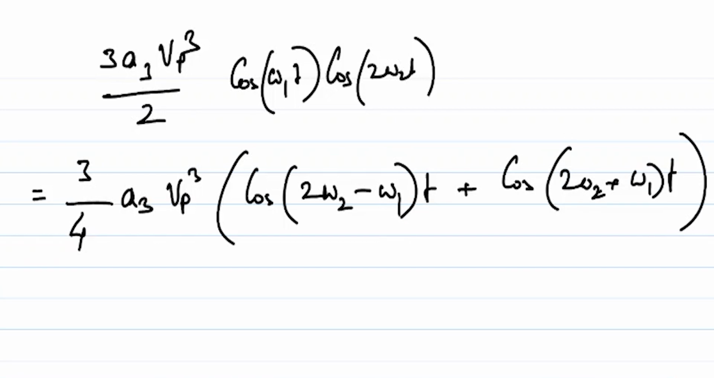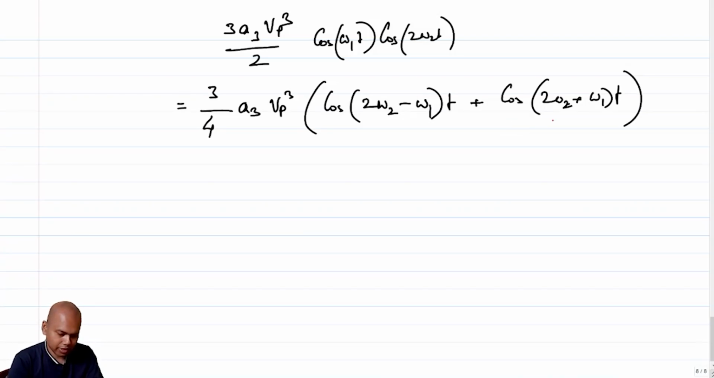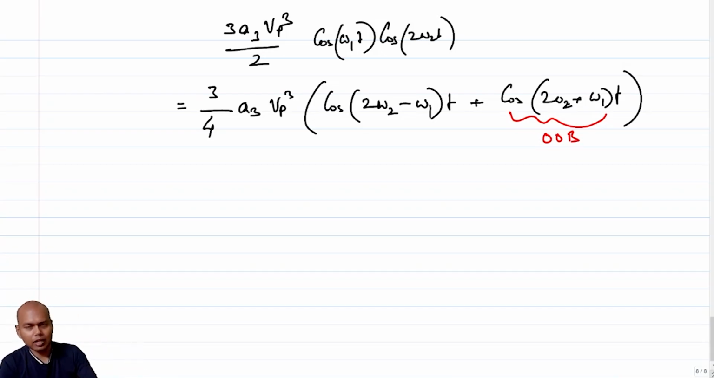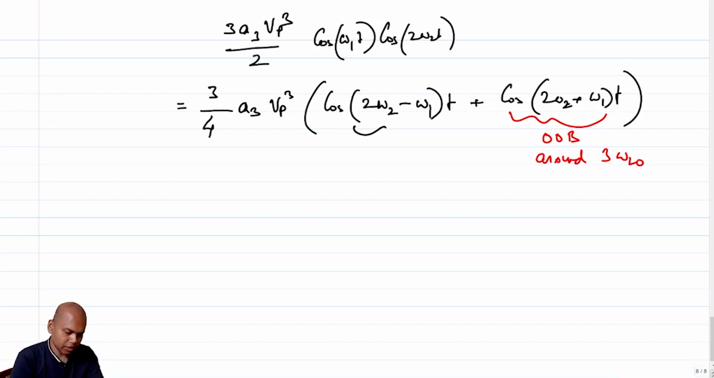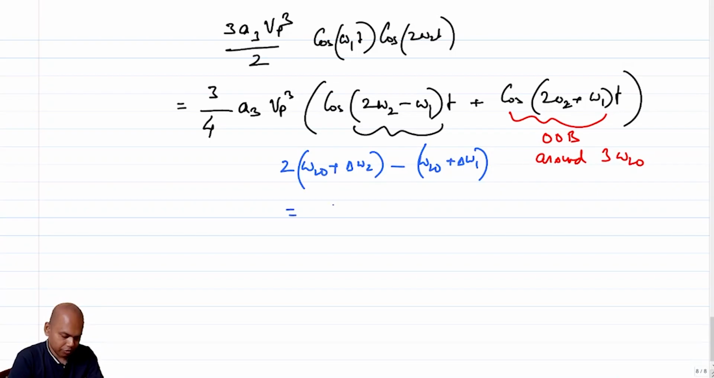Okay, without much discussion, I can say that this will be out of band, because this is around 3 omega LO, which I am not interested in. But what about this guy? This guy is around what? This is 2 omega LO plus delta omega 2 minus omega LO plus delta omega 1, which is at omega LO plus 2 delta omega 2 minus delta omega 1, right?